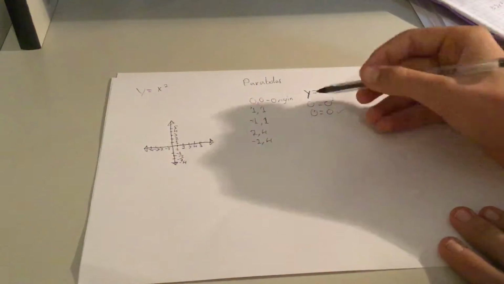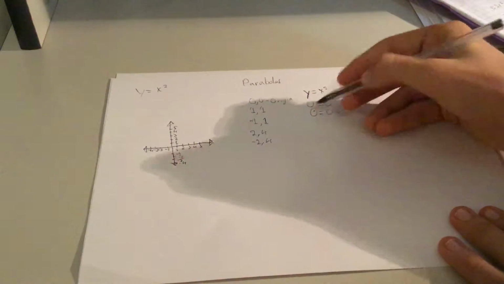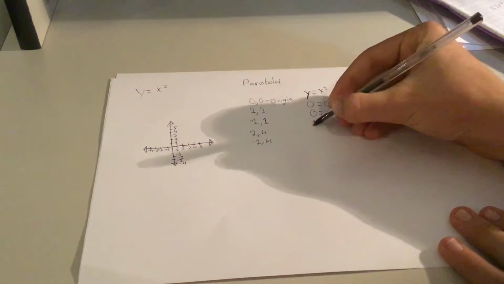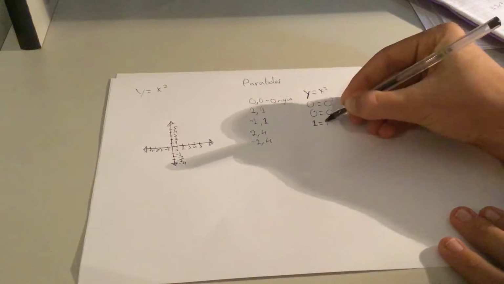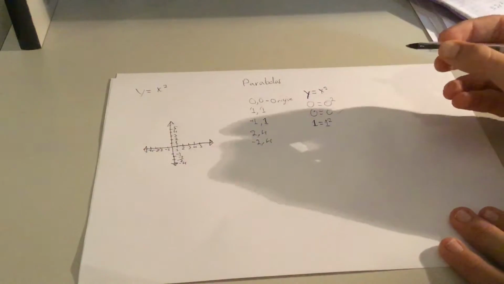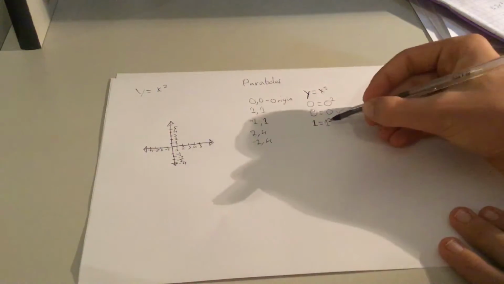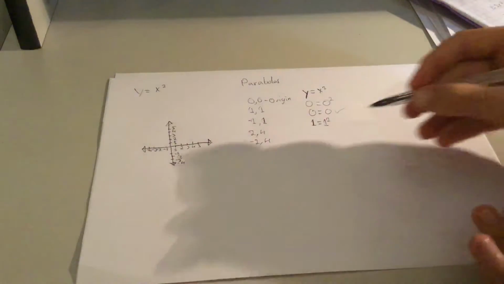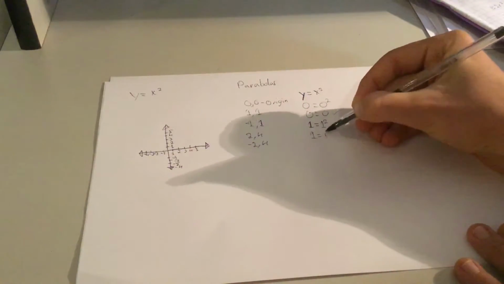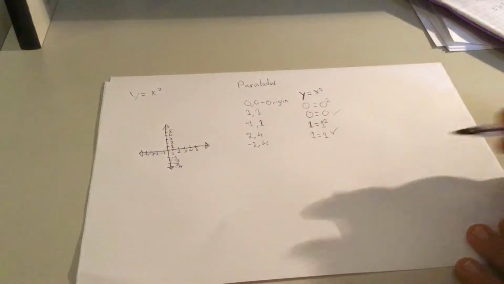So next we have the point 1, 1. So we say here 1, our y point, is equal to our x point, 1 squared. Well, is that right? Let's see. 1 times 1 is 1, so that gives us 1 equals 1, which is right.